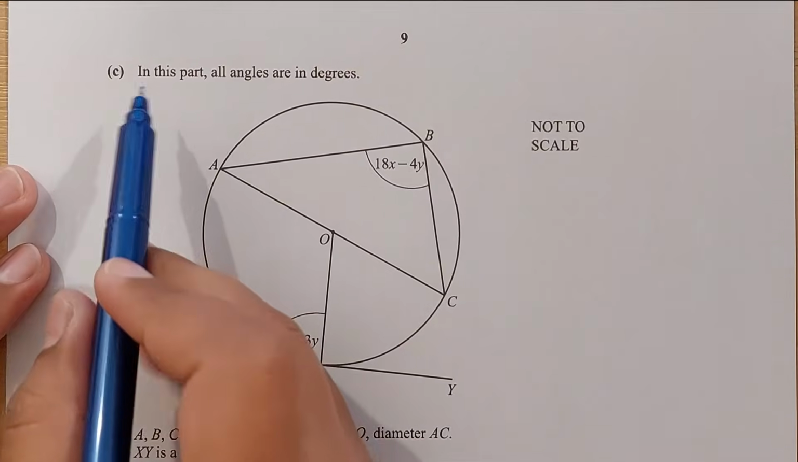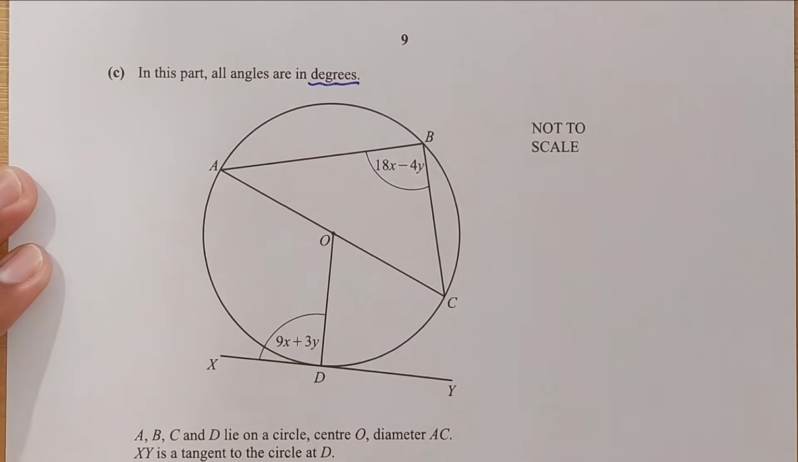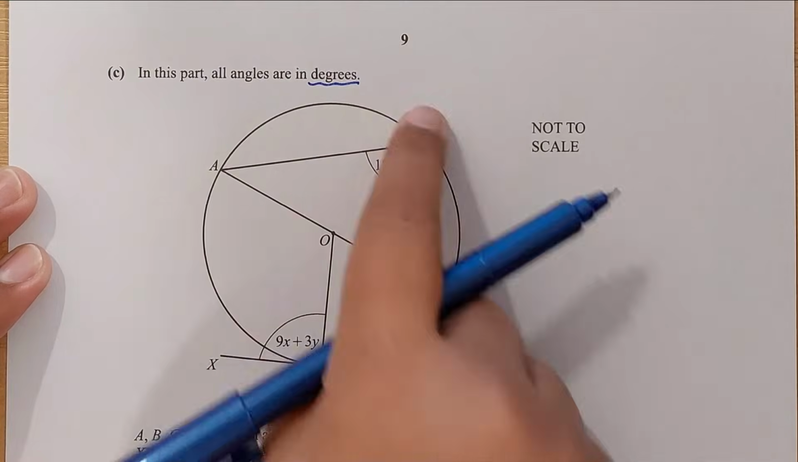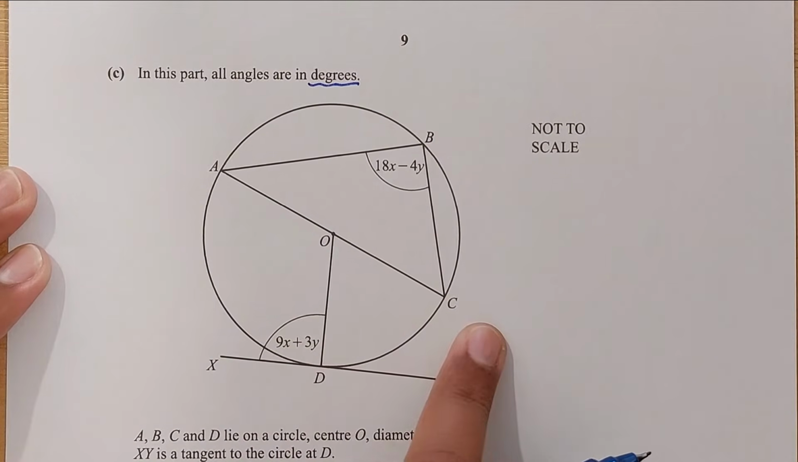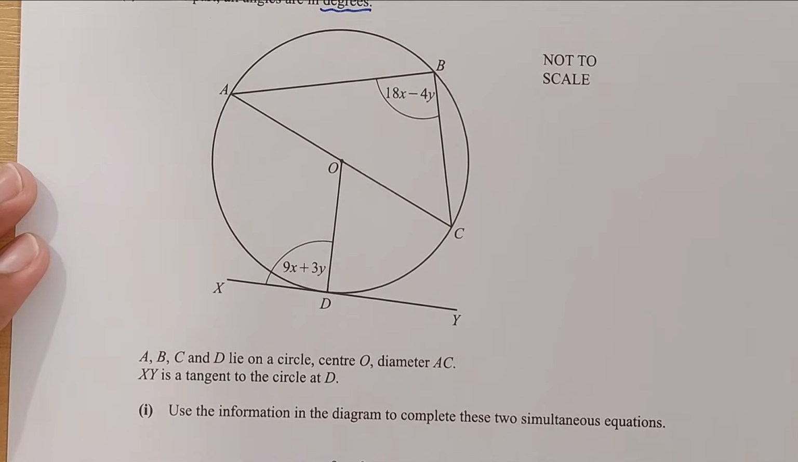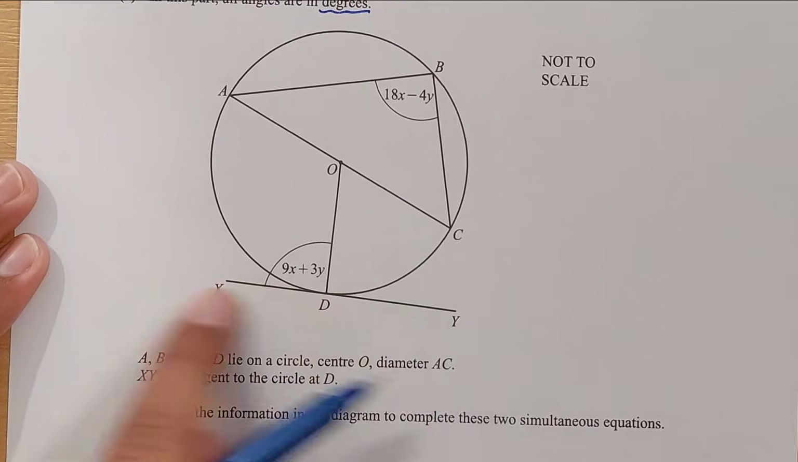Now for part C, in this part all the angles are in degrees. A, B, C and D lie on the circle with center O. AC is the diameter. We have been given this information. XY is a tangent to the circle at D. So this is the tangent.